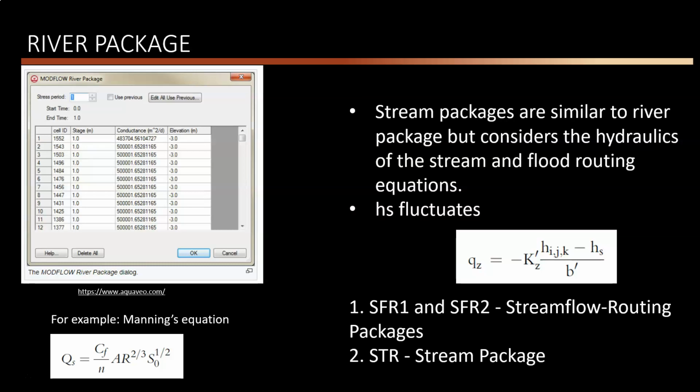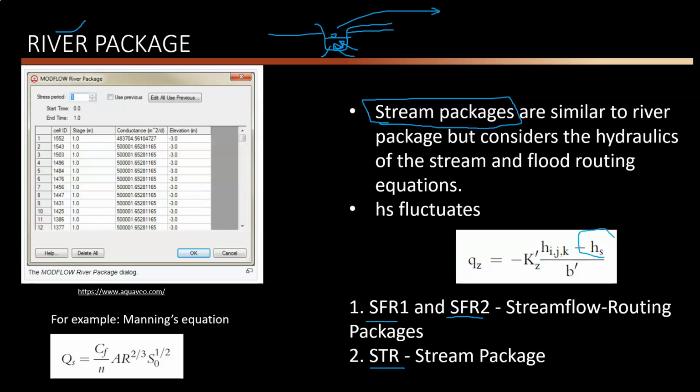There are other packages which take care of the interaction between the stream and groundwater, other than the river package that we talked about. They are categorized under stream packages. There are multiple forms: SFR1, SFR2, and STR packages. The main difference between the stream package and the river package is that in the river package, we assume that the stage level is independent of the amount of water which is being given to the aquifer or taken from the aquifer. Technically, the stage information, the HS information, is an input value which a modeler inputs into the model.